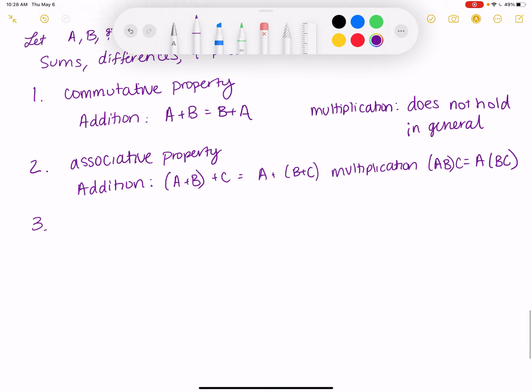3, the identity property. For addition, A plus 0, the 0 matrix, is equal to A. For multiplication, the order of A has to be n by n. So A times the identity In is equal to In times A, which is equal to A.